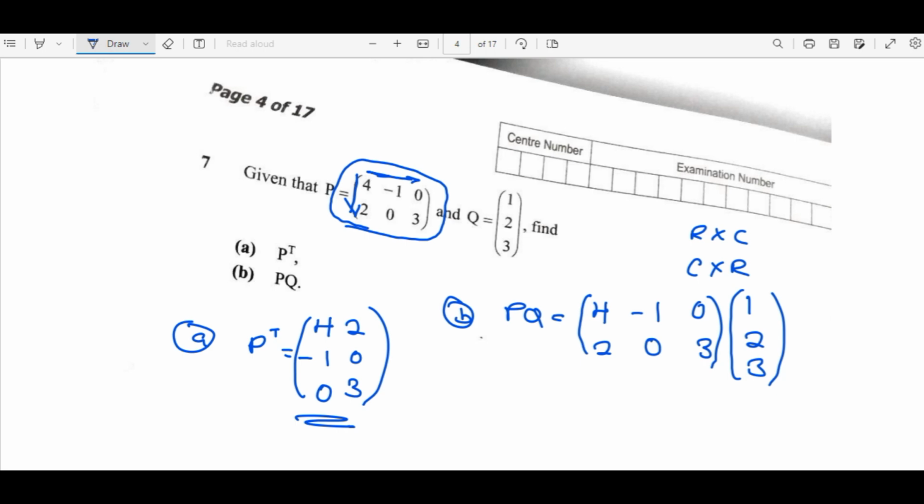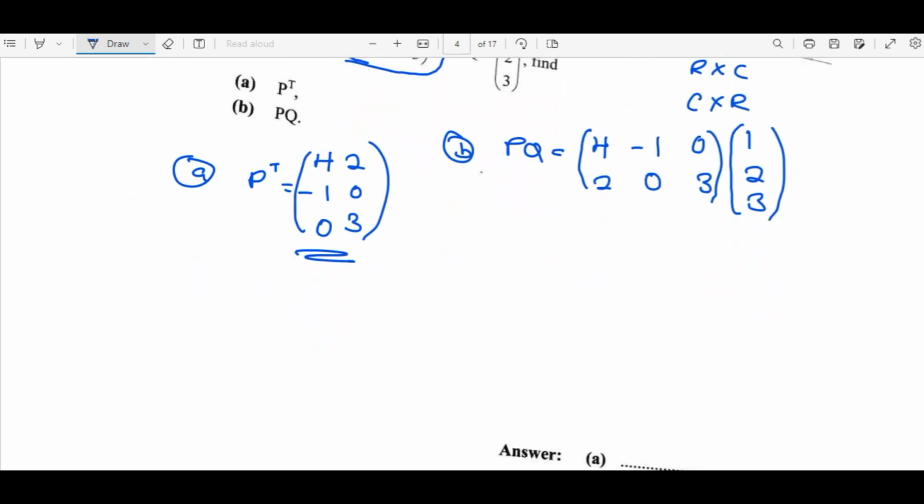Okay, so what are we going to do here? We'll start multiplying, which is row by column. So this 4 will multiply with 1 there. So we'll say 4 by 1 in brackets. You can put them in brackets.